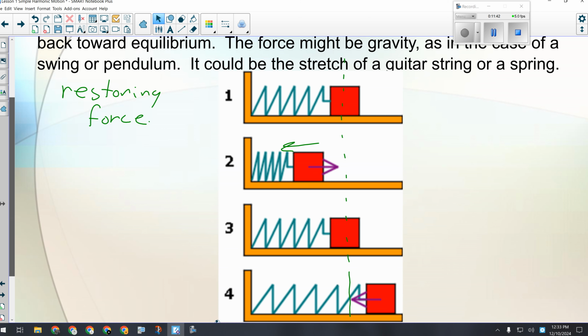So if I compress the spring to the left, the spring pushes to the right. Is that back to equilibrium? So I let that thing go, it's moving back to equilibrium. The spring is the restoring force in this case. If I pull the pendulum away, the component of gravity along the arc is pulling it back to equilibrium. There's always got to be this force trying to restore equilibrium for simple harmonic motion to occur. If that's not there, then there's no reason for it to go back to equilibrium.